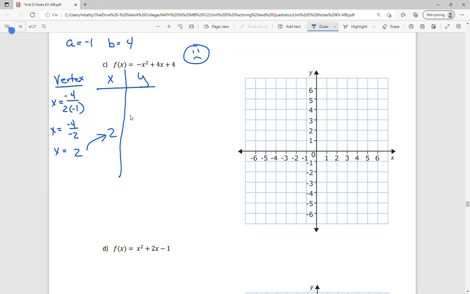So I can go x is 2, 1, and 0, and then 2, 3, and 4, right? So now I can start filling out my y's. I'm going to start with my vertex just because, no real reason. Negative of 2 squared plus 4 times 2 plus 2 equals -4 plus 8 plus 2 gives me a 6, I do believe. Oh, let's try that again. 10.